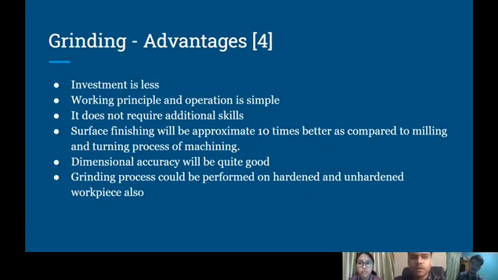This is because the grinding machine usually uses a very good abrasive for polishing, and the dimensional accuracy will be quite good. And lastly, the grinding process can be performed on hardened and also unhardened workpieces.